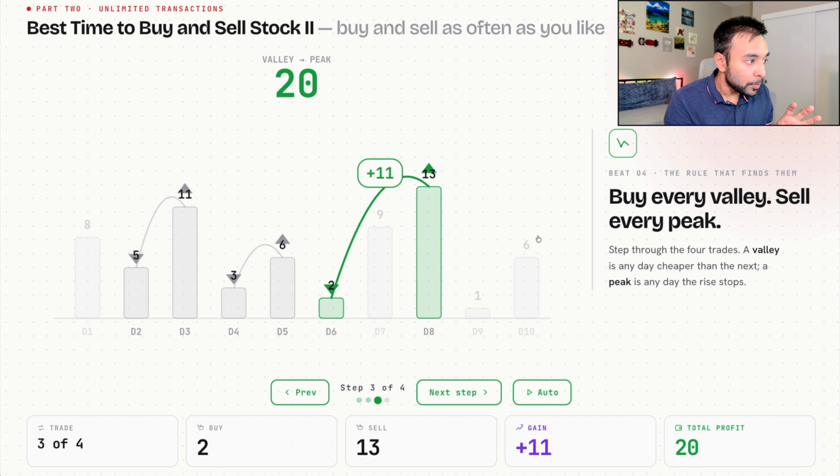That is what you're trying to do. Notice that in between day 6 and day 8, the price changed to 9 and then to 13. So you need to keep on going up as your price is increasing. As soon as the price drops, that is where you need to sell and buy a new stock.